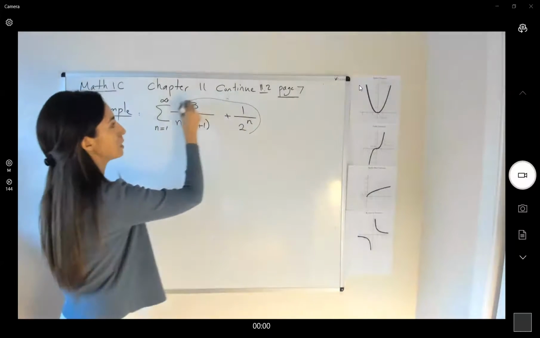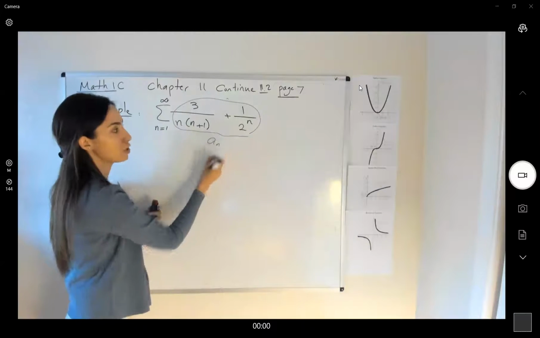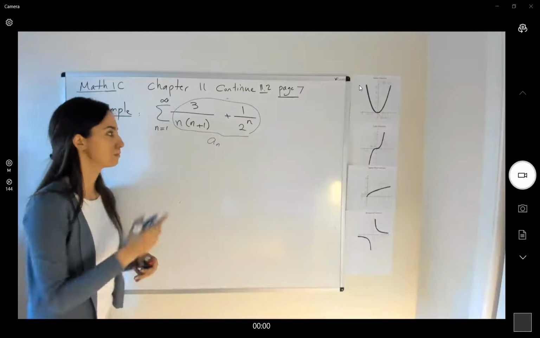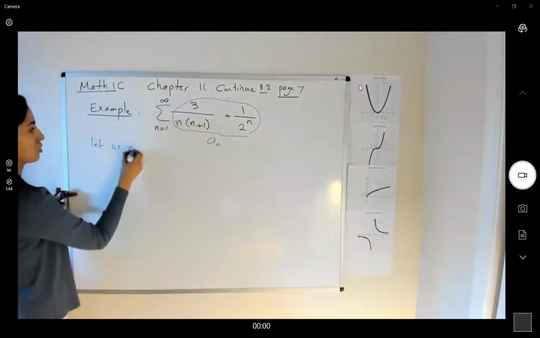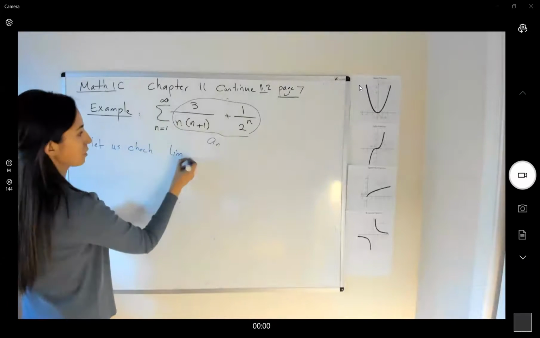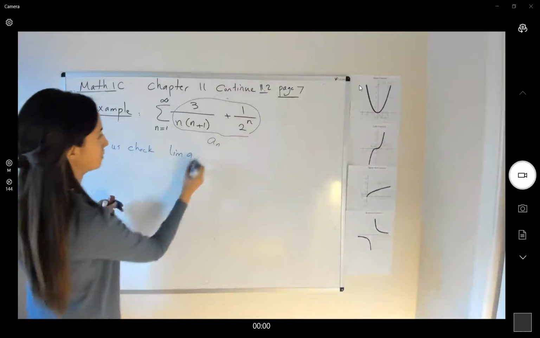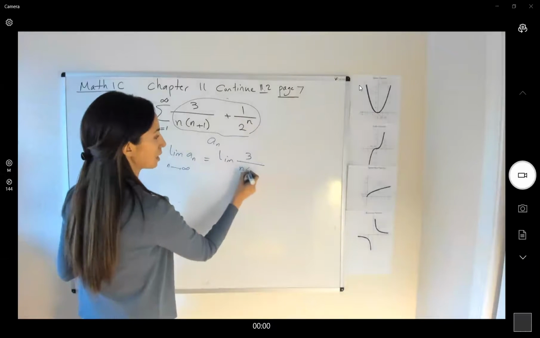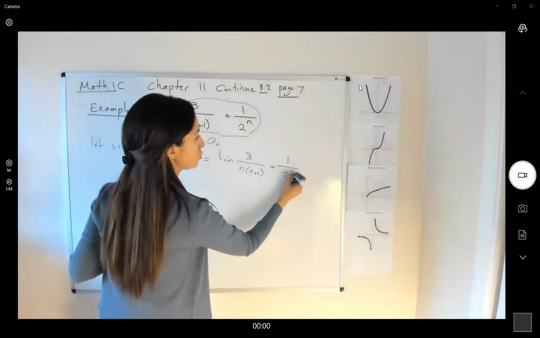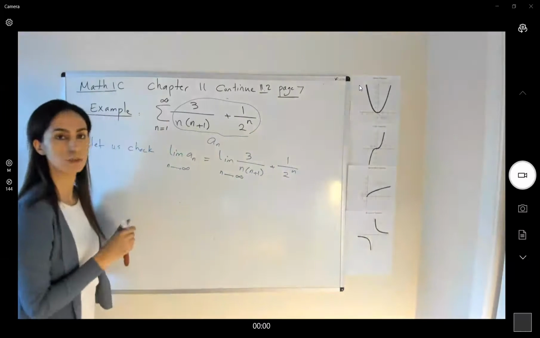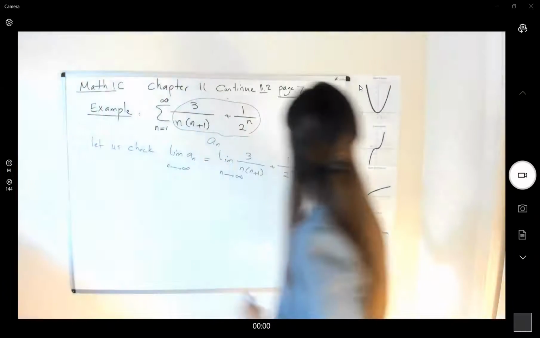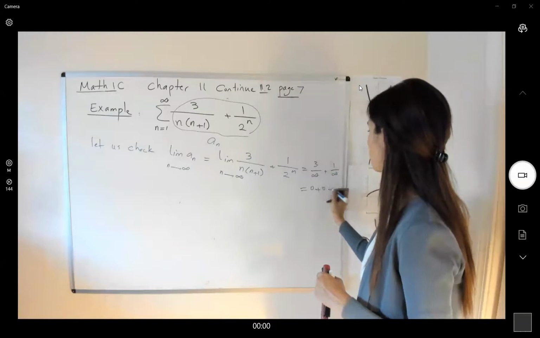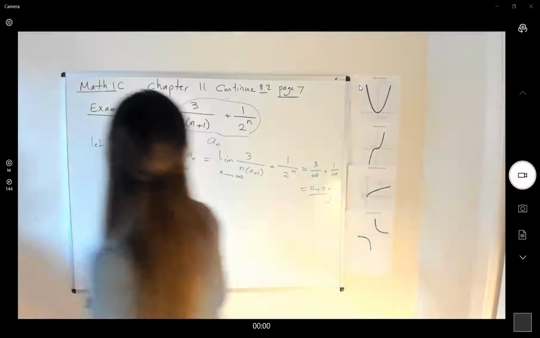Let us take the limit of this a_n to make sure that it's not non-zero or doesn't exist. So let us check the limit of a_n while n goes to infinity. This is the limit of 3 over n(n+1) plus 1 over 2 to the n, while n goes to infinity. So here you have 3 over infinity plus 1 over infinity, which is 0 plus 0, or 0. Okay, we're good so far.